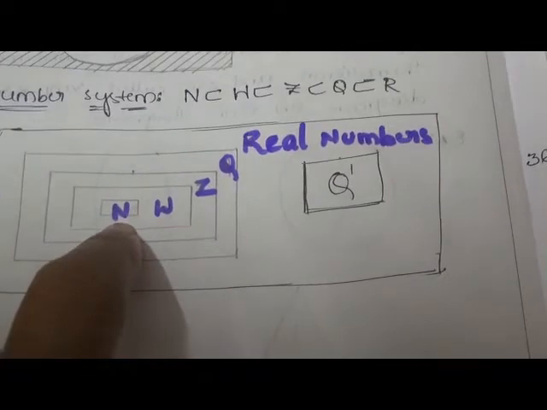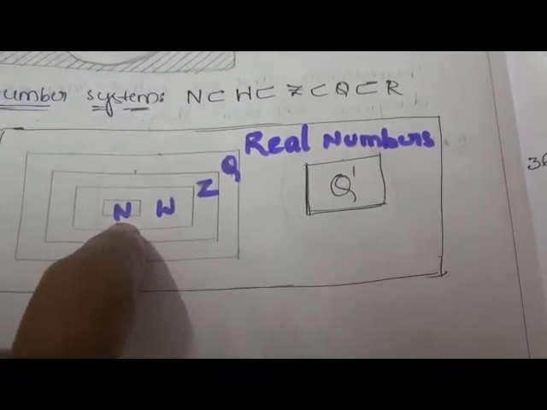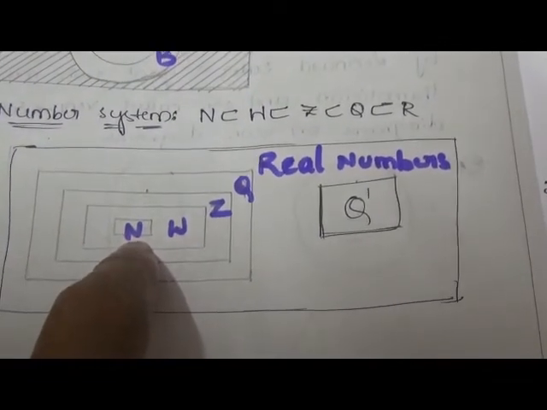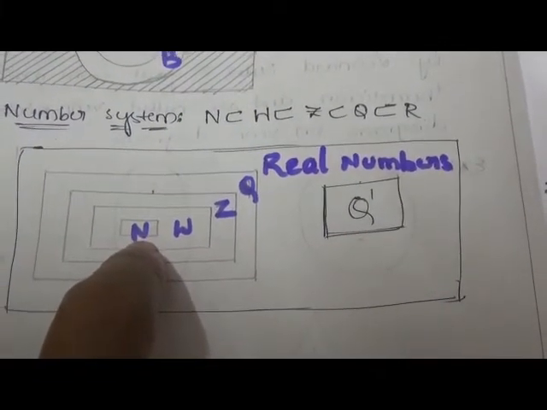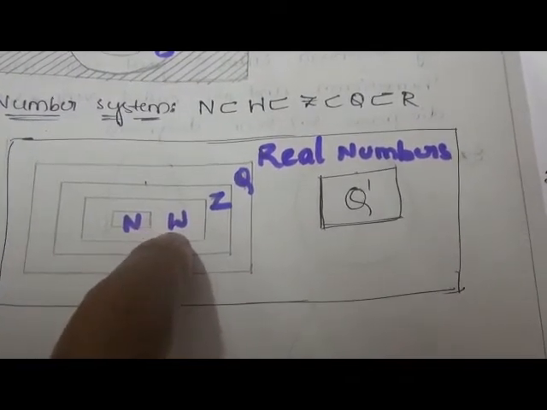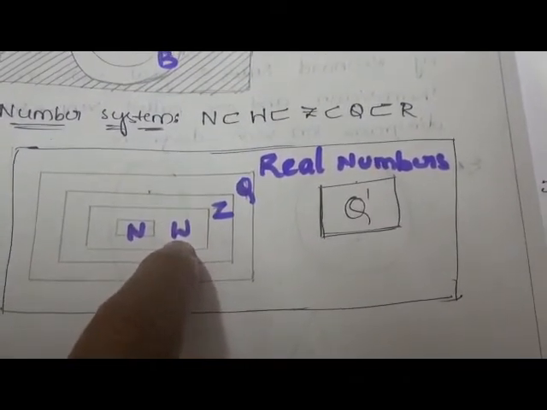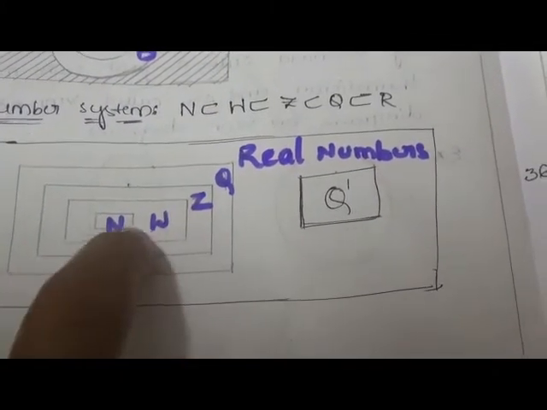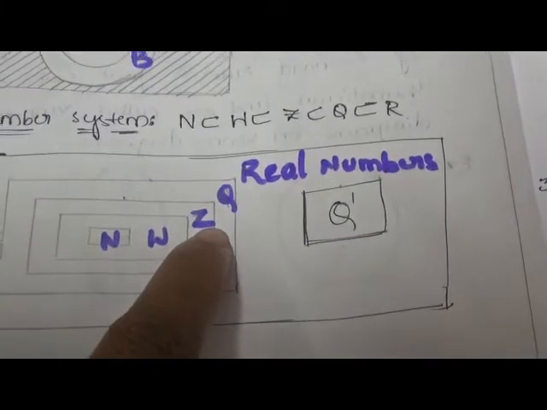Natural numbers, you know that is 1, 2, 3. It starts from 1 and ends with so many, right? We can't count. Including 0 with the natural numbers, that is whole numbers. All the positive numbers and negative numbers, including 0, are called integers.